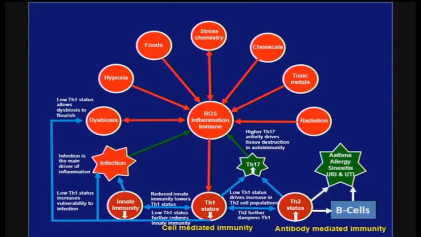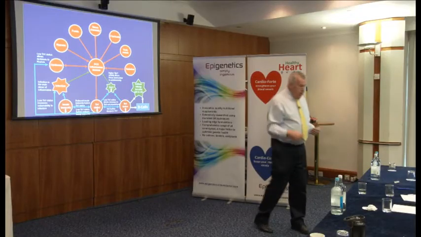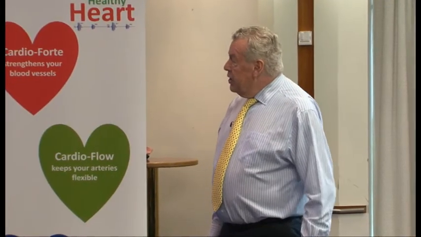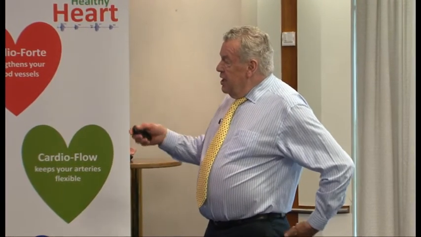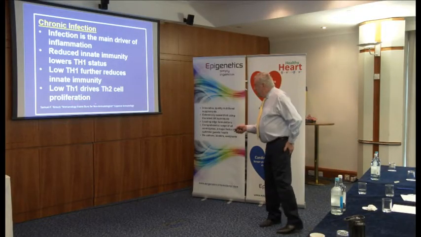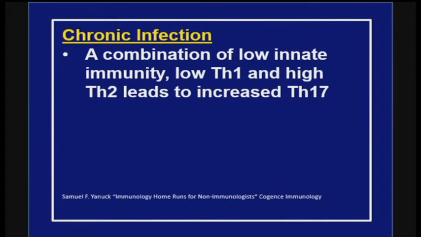So here we see the innate system. Low Th1 status increases vulnerability to infections, and the infection is the main driver. And then dysbiosis, low Th1 status allows dysbiosis to flourish because we're not actually killing off the bad microbes. So you see that's the sort of filling in the gaps there. So chronic infection drives the inflammatory process. Reduced innate immunity, we've just spoken about that.